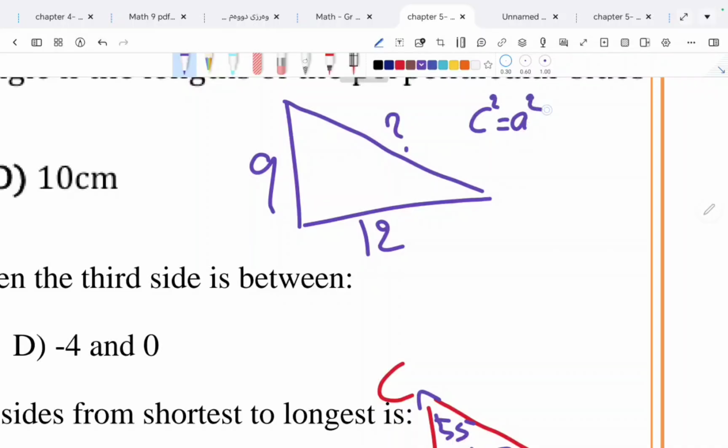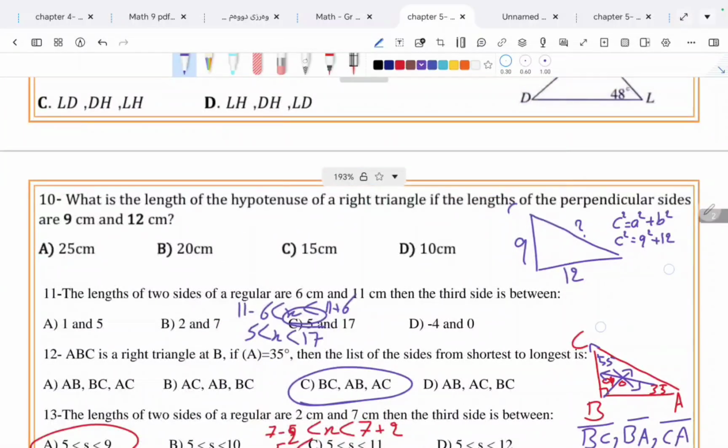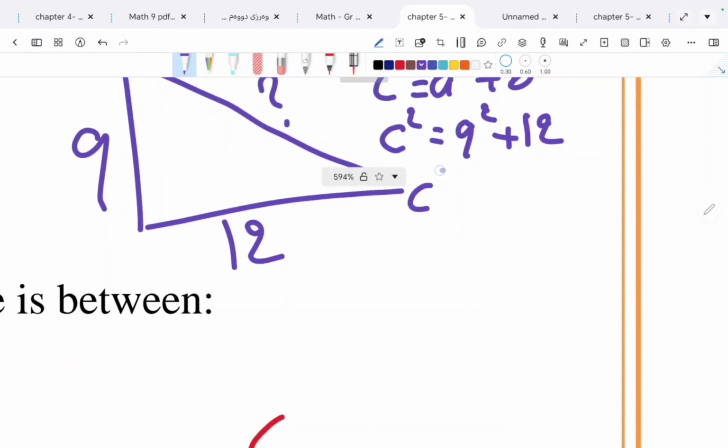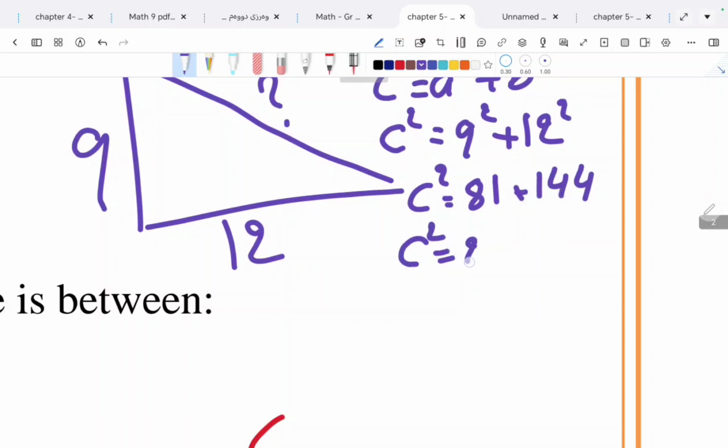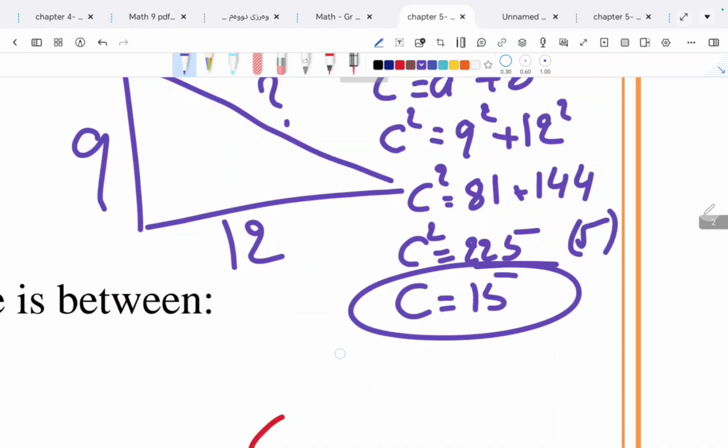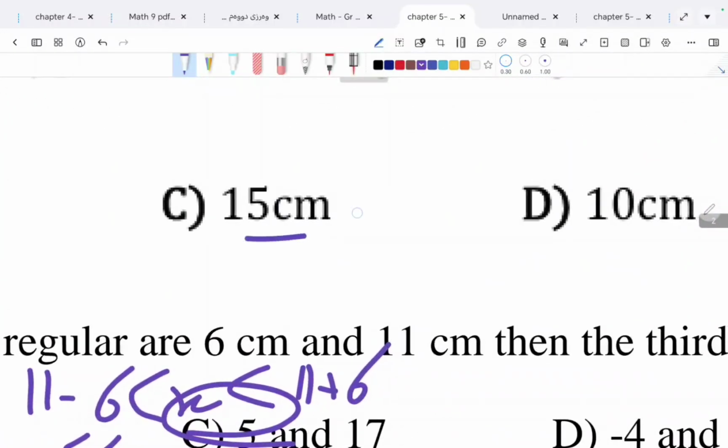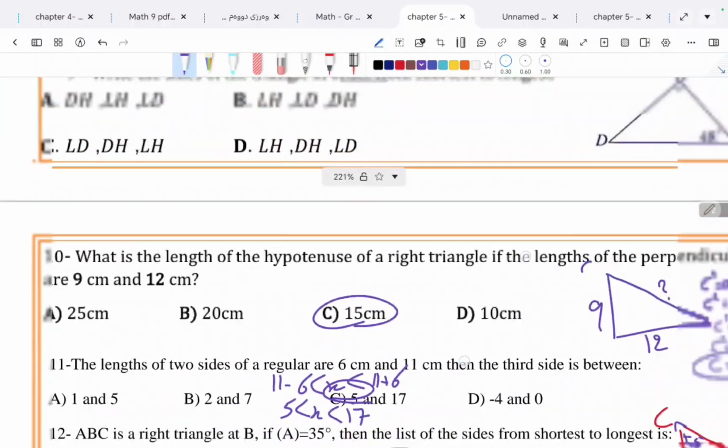So C power 2 equals A power 2 plus B power 2. C power 2 we don't know. A power 2 is 9 power 2 plus B power 2, which is 12 power 2. Sorry. C power 2 equals 81 plus 144. C power 2 equals 225. Take the square root of each side, it equals 15. So which one is correct? 15 is correct. C.